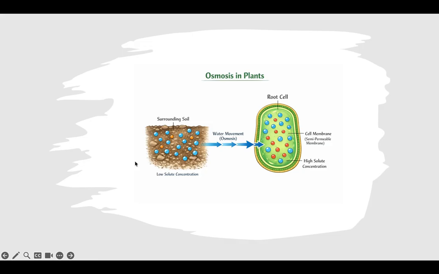This diagram shows how water moves from the soil into the root cells. You can see that the water moves towards the area with higher concentration of solutes, which is the case inside the root. This is osmotic pressure in action, and it's happening continuously in plants to help them absorb what they need to survive.